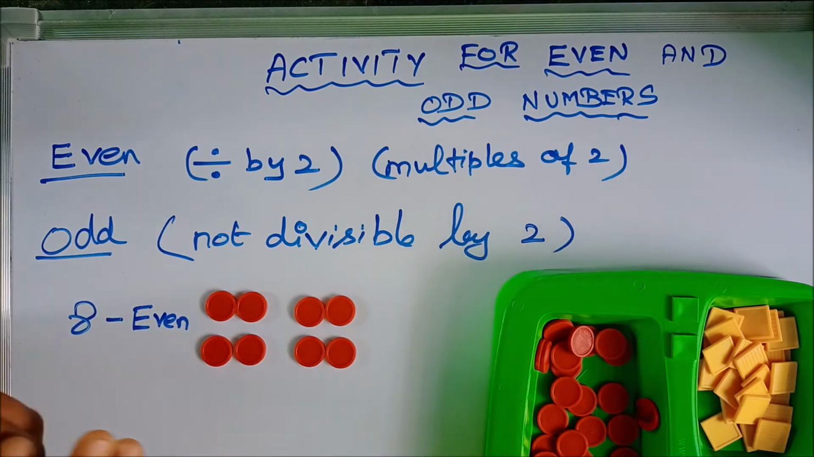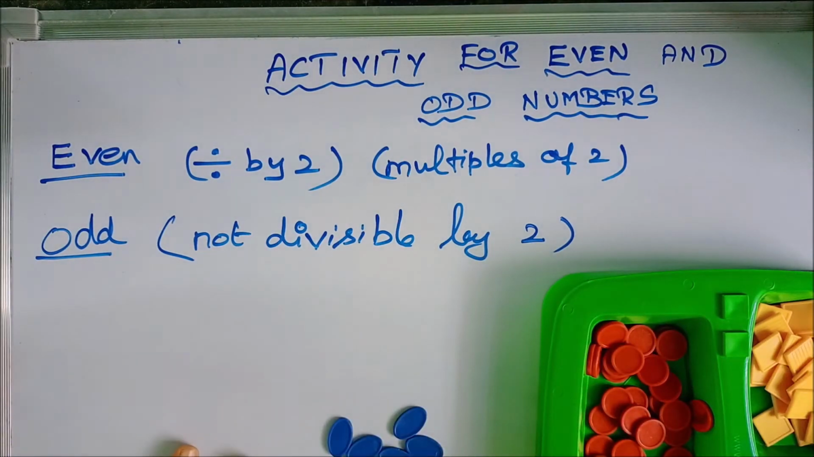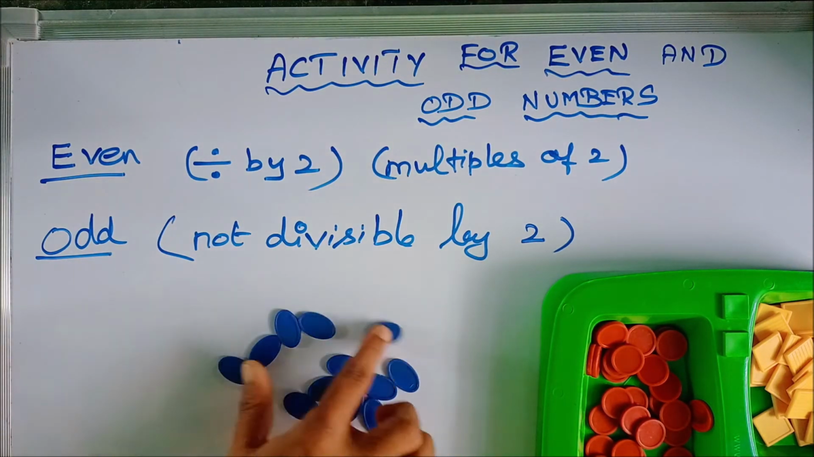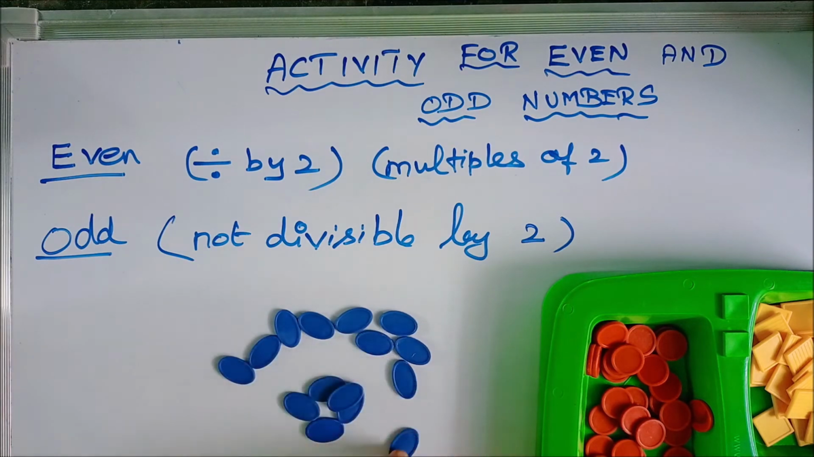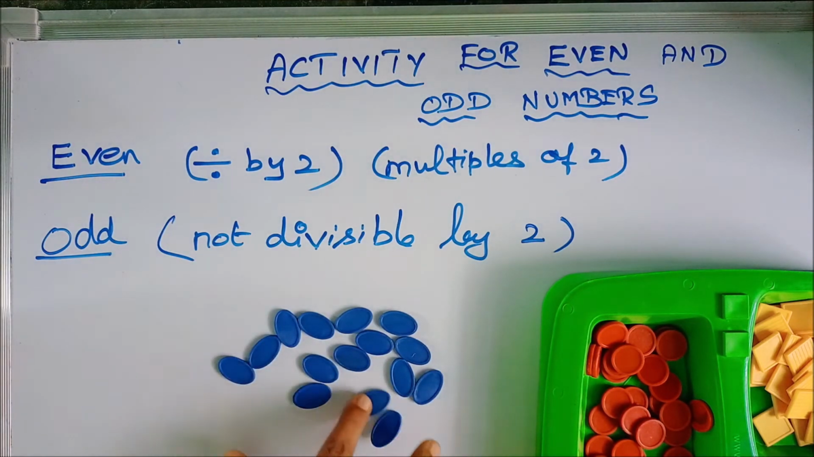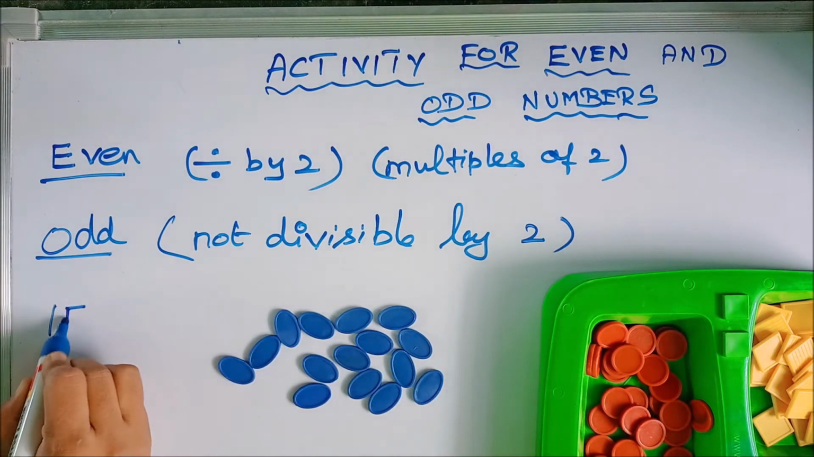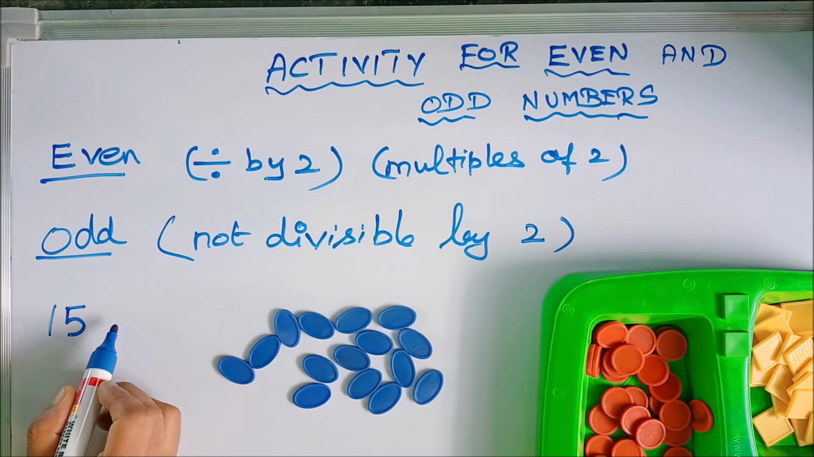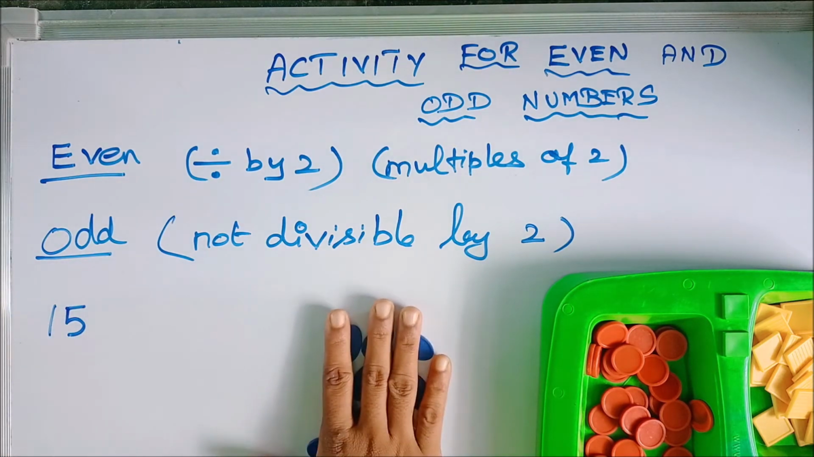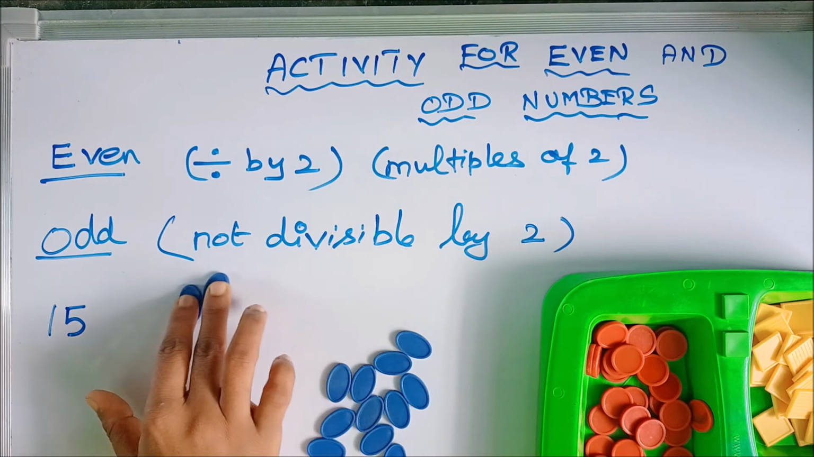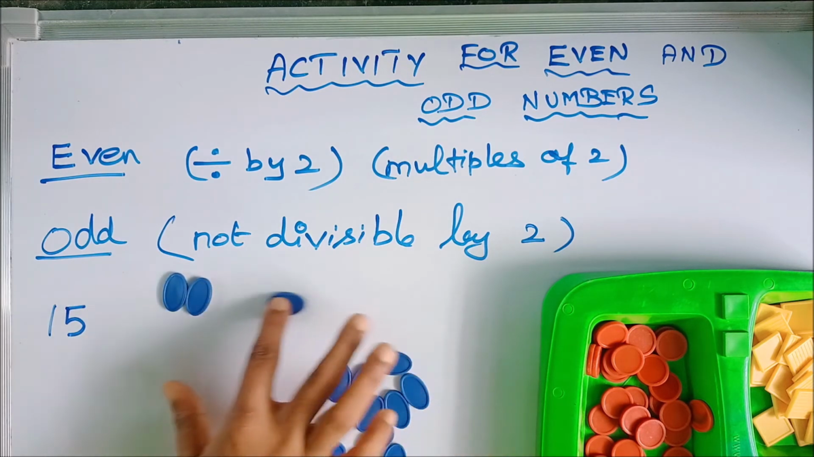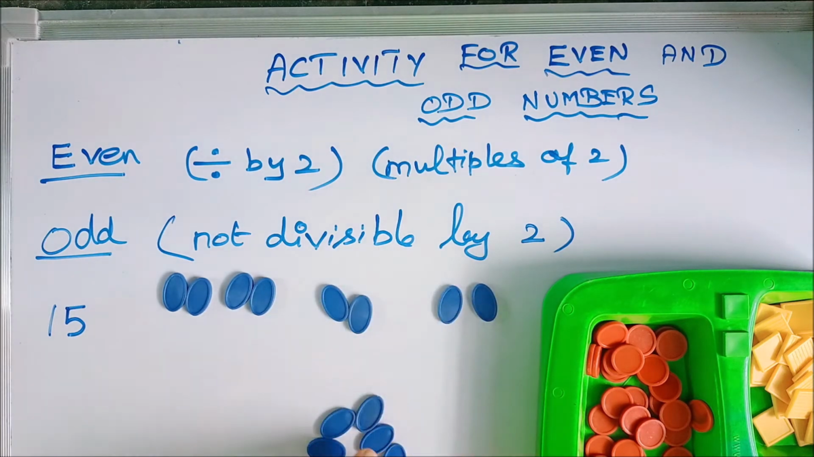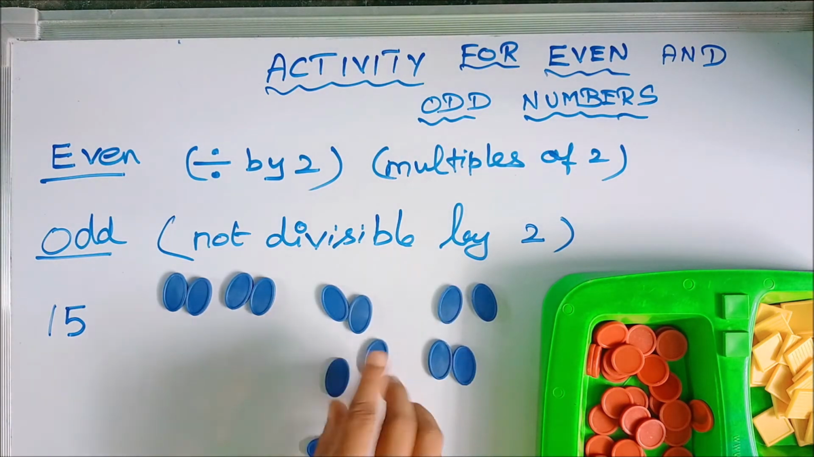Okay, do you understand, children? Let us take some more coins, children. Now I am going to count these. 1, 2, 3, 4, 5, 6, 7, 8, 9, 10, 11, 12, 13, 14, 15. Thus totally I have 15 pieces. Now I am going to check whether 15 is even or odd. Okay, for that you have to pair each piece. Now you have to pair these by 2's. Okay, 1, 2, 1, 2, 1, 2. Similarly you have to pair all the coins.